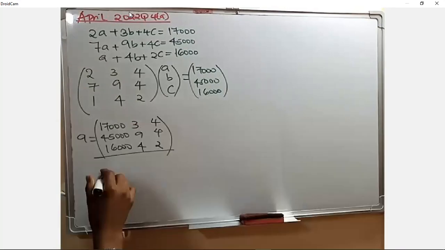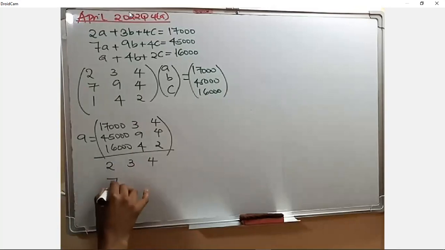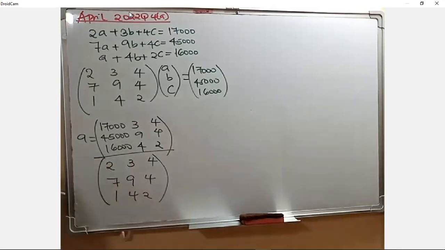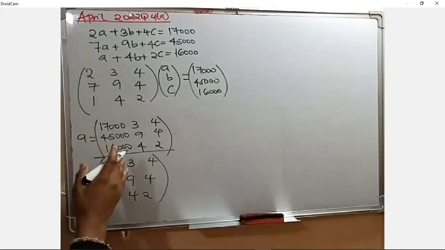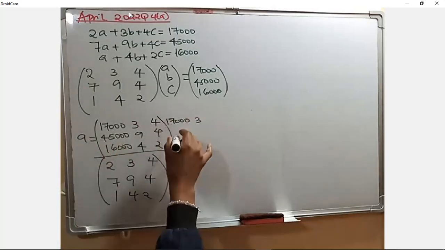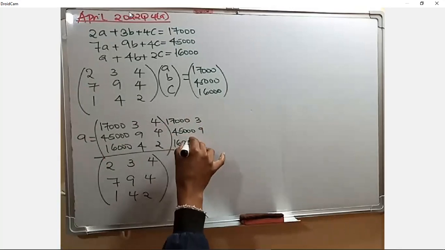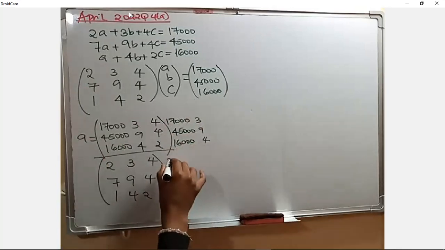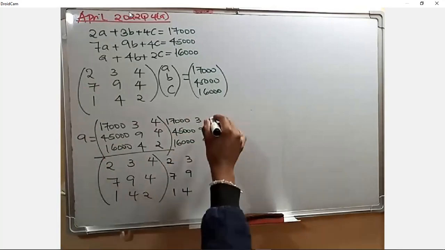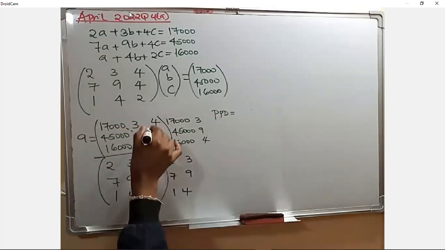Our original matrix here, we have 2, 3, 4, 7, 9, 4, and then we have 1, 4, 2. We said to calculate the determinant for a 3 by 3 matrix, just copy and paste the first two columns. So here it will be 17,000, 3, 45,000, 9, then we have 16,000, 4. Then here we are going to copy and paste 2, 3, 7, 9, and 1, 4. So here I just want to get the product of the primary diagonal, and in this case, I'm going to take these values.